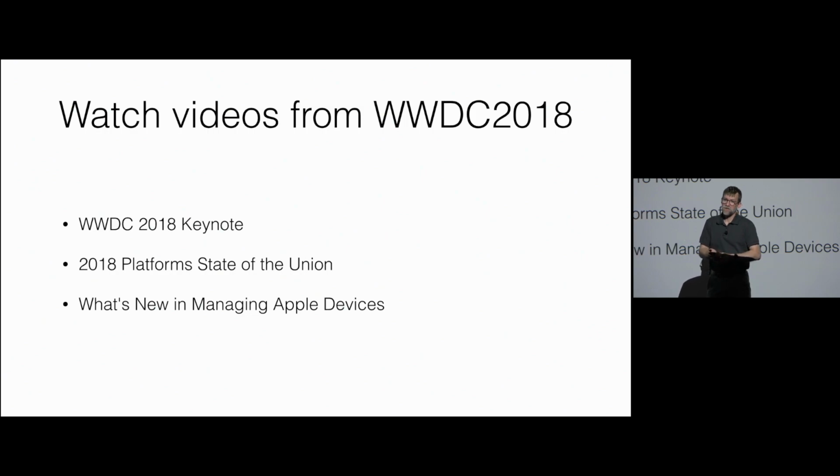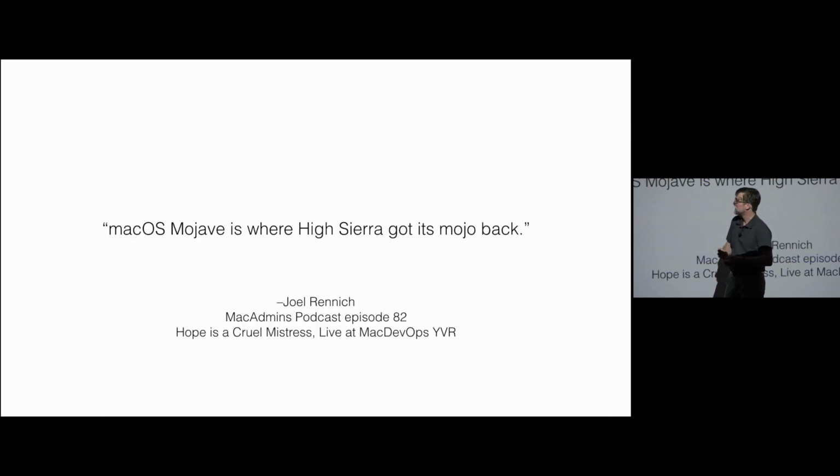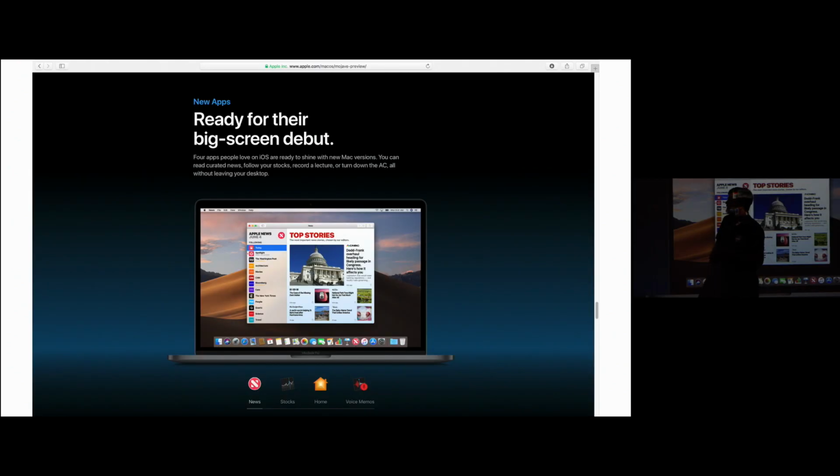There's not much I can say about WWDC 2018. A lot of that's under NDA, and I don't want to get in trouble. So I encourage you to watch the videos from WWDC 2018: the keynote, the State of the Union, and the What's New in Managing Apple Devices session. I like when Joel Rennick said that macOS Mojave is where High Sierra got its mojo back. That was Mac Admins podcast, episode 82.